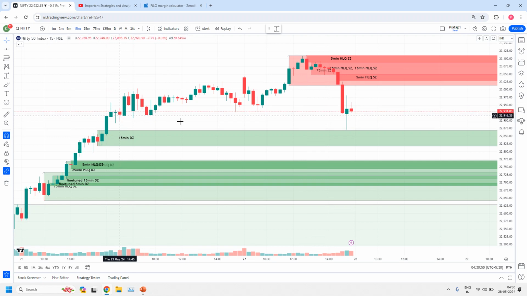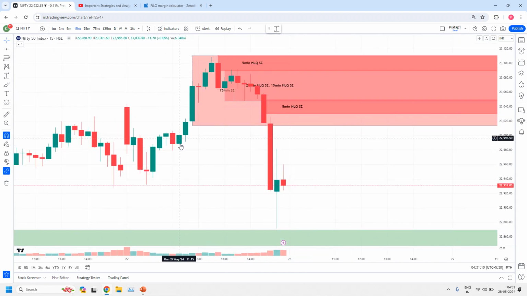If this zone is violated, the trend will be changed to sideways. That is what I said. But today what happened during the market? One more supply zone is created. You have a rally, base, rally. That way you can treat it. Or rally, 1, 2, 3, 4, 5 base candles, rally. That way also you can treat it.